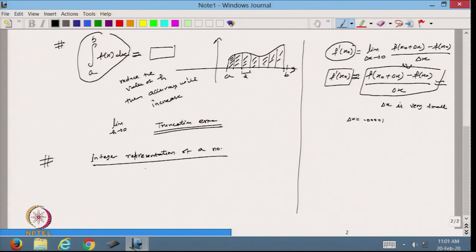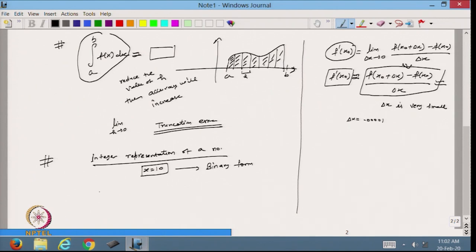It means suppose I have a number x is equal to 10. So, 10 is itself a representation. So, there is no approximation, and this will be saved in the computer. I know that in the computer the number is first changed into the binary form, and then this will be saved in the computer.